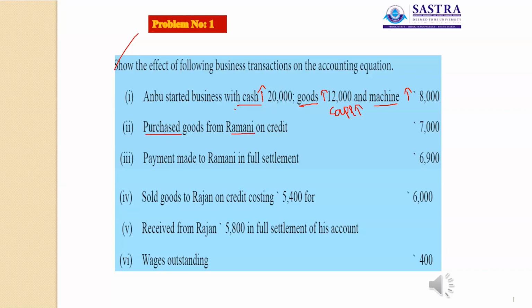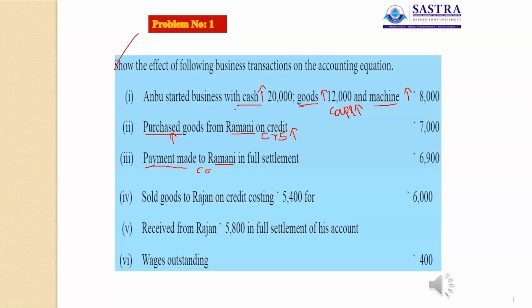So purchase account and another one is Ramani. Ramani in the sense we have to use the creditors. So here liabilities increase, creditors value increase, then stock value increase. Then payment made to Ramani in full settlement. Amount paid to Ramani. So here cash account and creditors account.